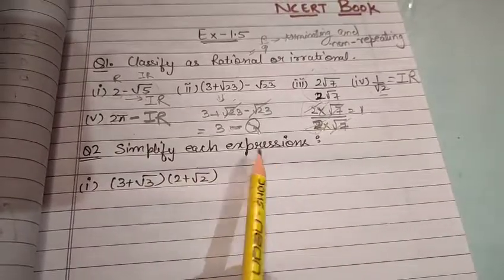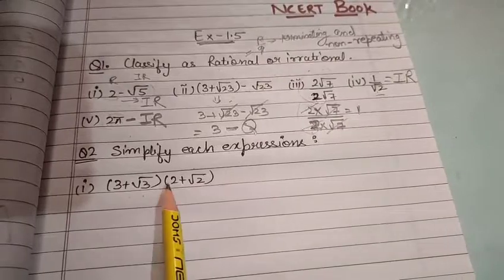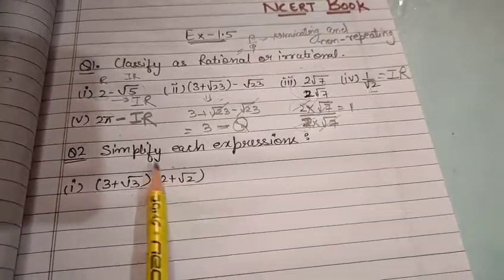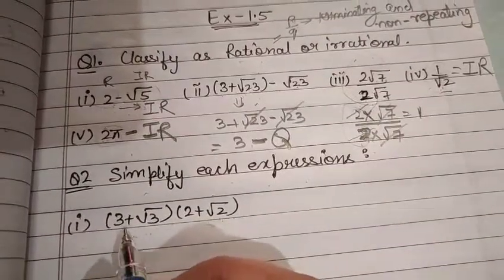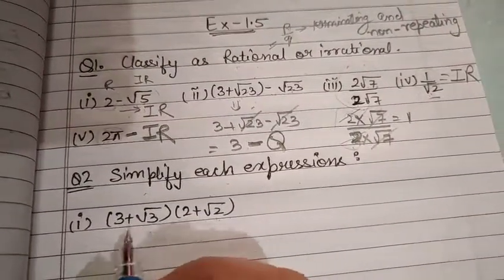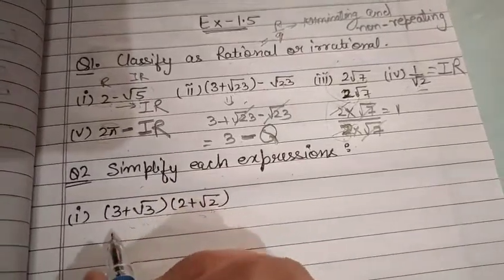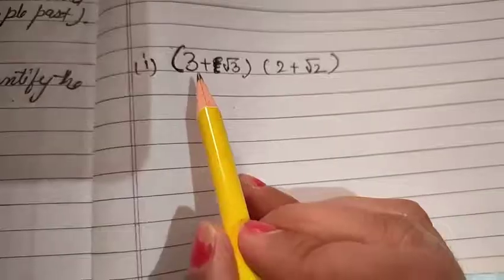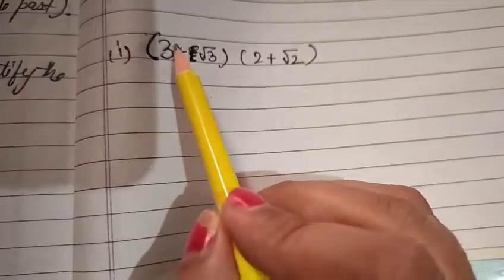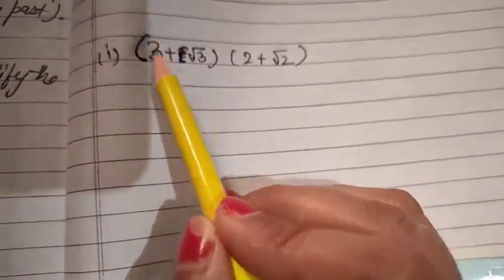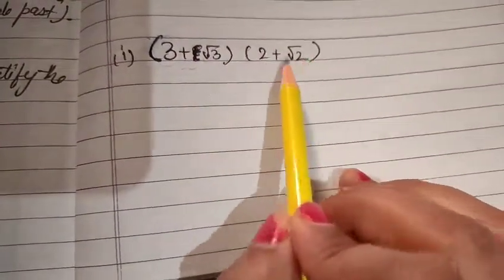Simplify each expression. First, 3 plus root 3 multiply 2 plus root 2. We have to simplify this expression. Let's multiply. You have done such questions, you know how to multiply. As you know how to multiply such expressions, we have to first multiply 3 with these two and then root 3 with these two.